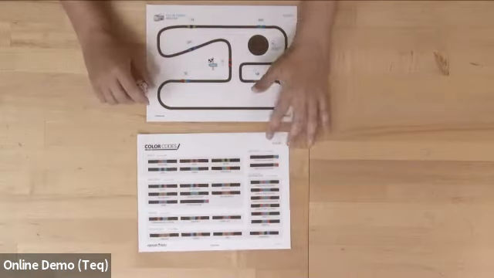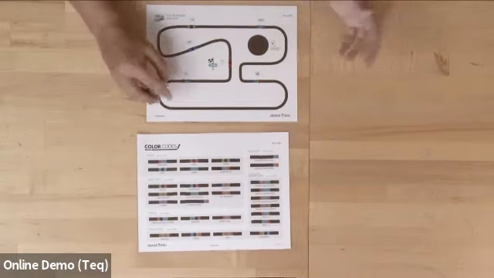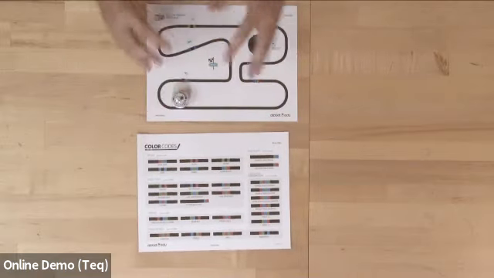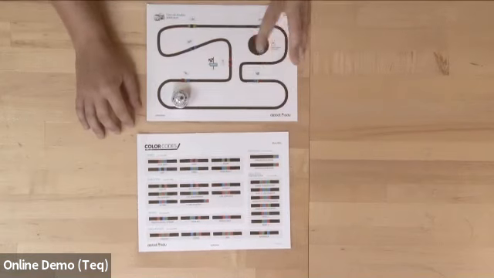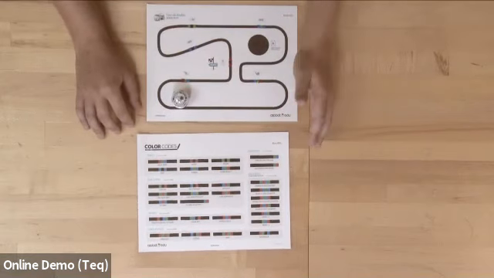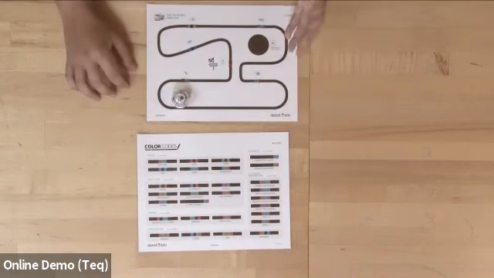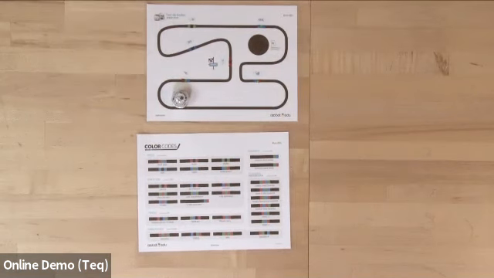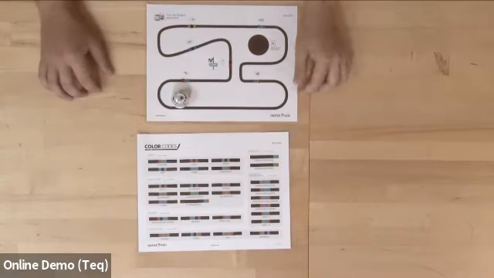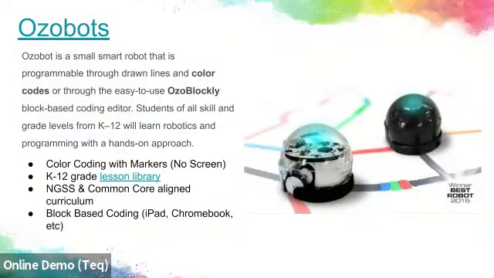So that's how the color coding works. As you can see, there are no devices used for this. This is a great pre-learning activity to understand the concept of coding for those really young students. Now, Nick is going to show you how the block-based coding works through OzoBlockly, which is a web-based application that can be used on any kind of device.